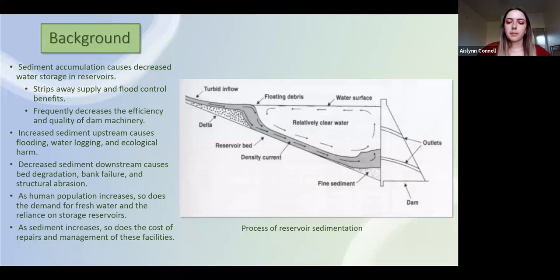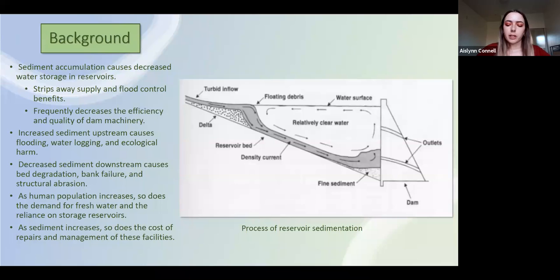So sediment that becomes trapped in reservoirs depletes the total storage capacity, which over time eliminates any flood control benefits. And sediment trapped in these systems is harmful to the reservoir itself, as well as upstream and downstream stretches. In the reservoir, dam machinery is diminished with an influx of sediment, which is often costly and hard to maintain. A surge in sediment upstream can have harmful effects like flooding and waterlogging, while the absence of sediment downstream can cause bank failure and abrasion.